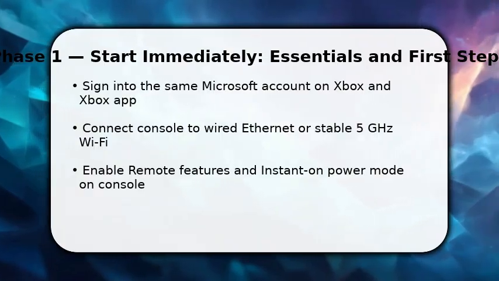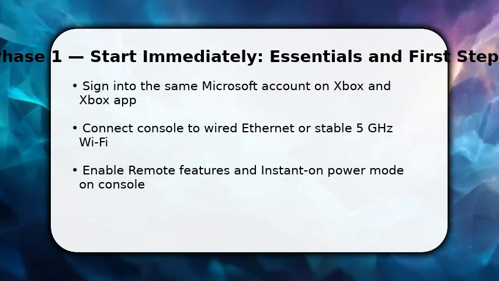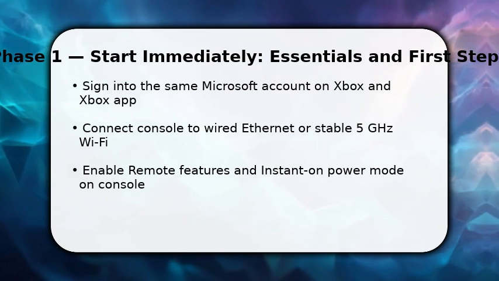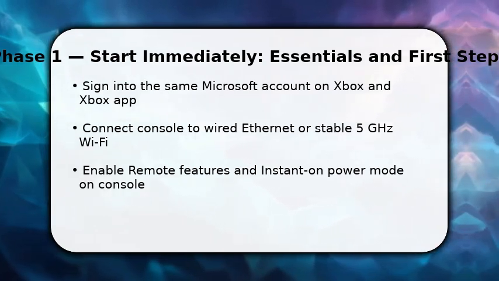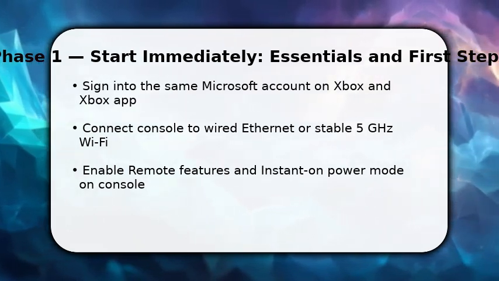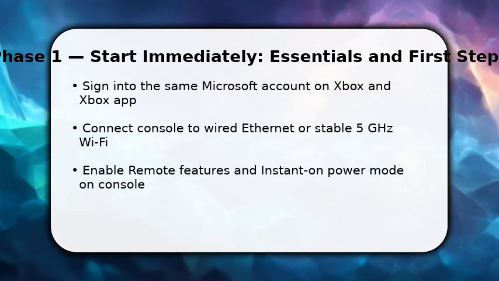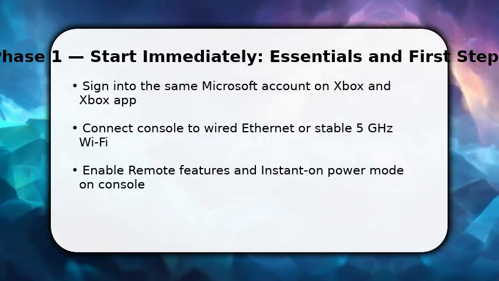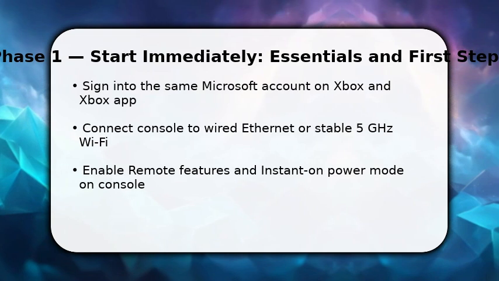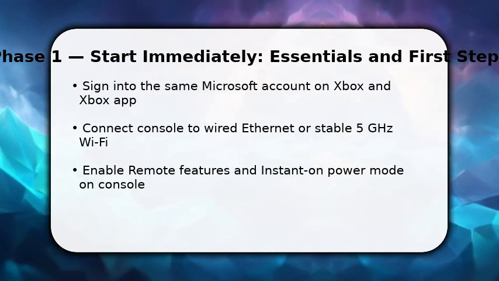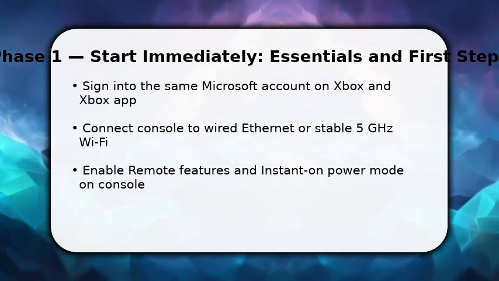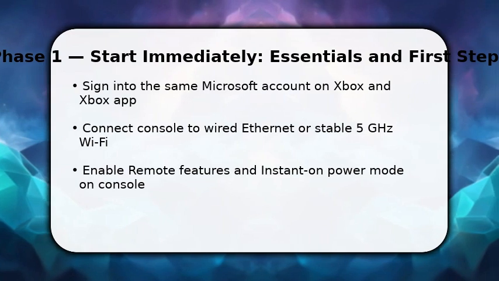You start by confirming essentials, then act. Sign into the same Microsoft account on both your Xbox and the Xbox app. This links devices for remote play. Next, make sure the console uses either wired Ethernet or a stable 5 GHz Wi-Fi band to reduce latency. Once done, open settings on the console and enable remote features and instant-on power mode. This allows background connections. These steps set the network and account foundation, so everything else can pair and stream reliably.